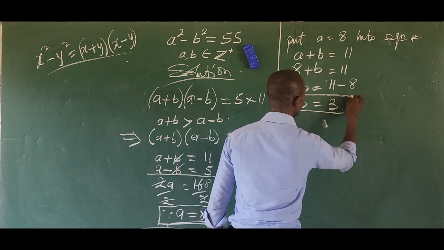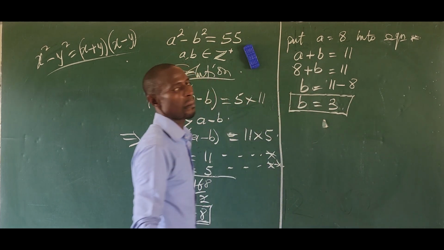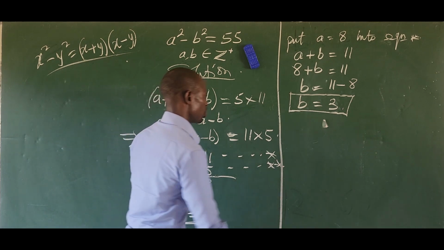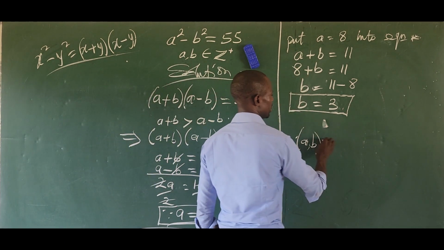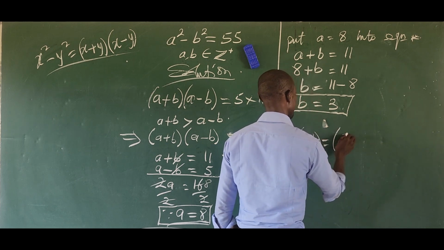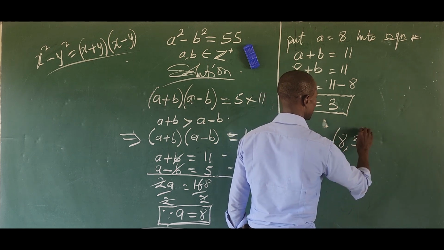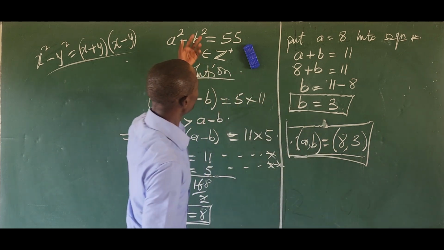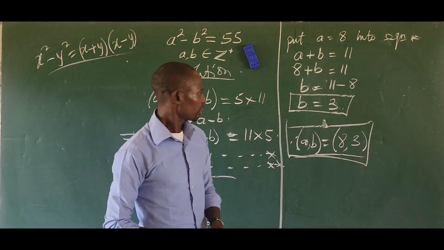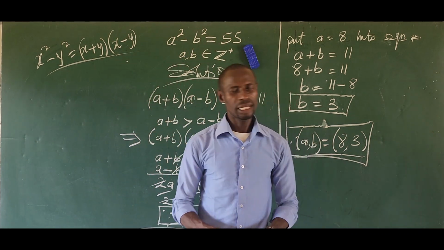So this is the value of b, and you discover this is also a positive integer. And so we can conclude by saying that (a, b) is equal to (8, 3). Okay, so these are the integer solutions to this algebraic math problem.